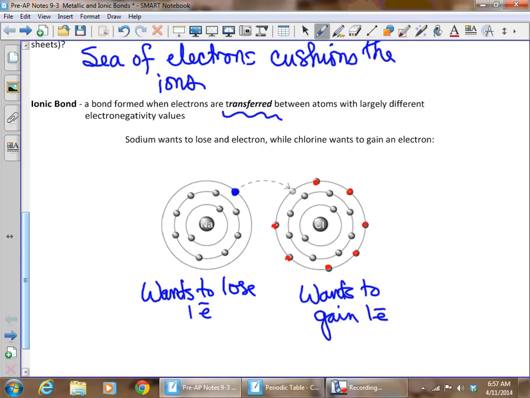Along comes a sodium atom, and it gets close to a chlorine atom. The chlorine atom's like, I really like that electron. It would be really nice if you give it to me. And sodium's like, I didn't want it anyway. Sure, go ahead and take it. I'm not sure that conversation really happens, but sodium gives an electron completely away to chlorine.